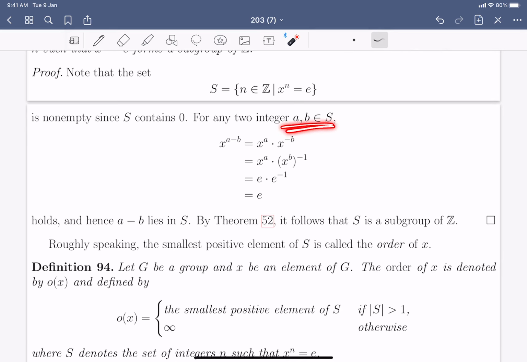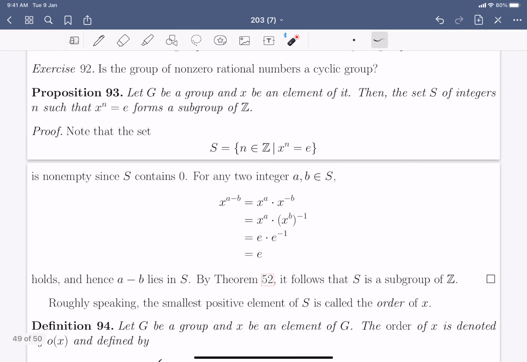Yeah, so you pick two elements A and B from S. So we need to look at A times B inverse, which is A minus B, right? Because we have this additive group of integers. So we have to show that A minus B lies inside S.